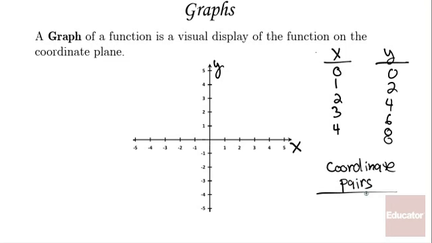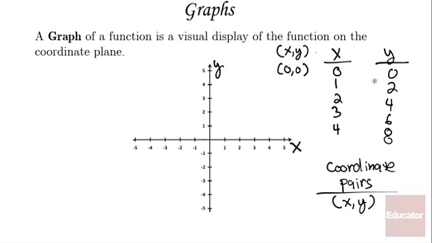Coordinate pairs tell us the coordinate of a point on the coordinate plane. For example, looking up here, I have 0 and 0. So my first coordinate pair is 0, 0. With the coordinate pair, by convention, the first term is always the X term and the second is the Y term.